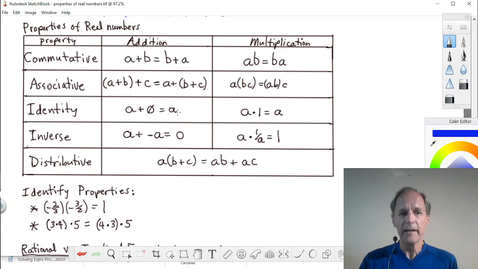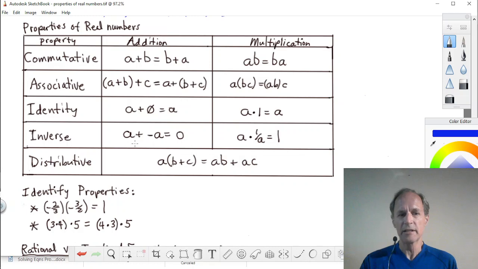Identity property, there's an identity for addition, there's an identity for multiplication. That just means there is a number, we call it 0, that you can add to any number and you get the same number back. Okay, that's the identity property. For multiplication, the identity element, we would call it is 1. So the property means, yep, there's a number that you can multiply by any number and you get the same number back. A times 1 equals A. Doesn't matter what A is, if it's a real number, multiply by 1, you're going to get A.